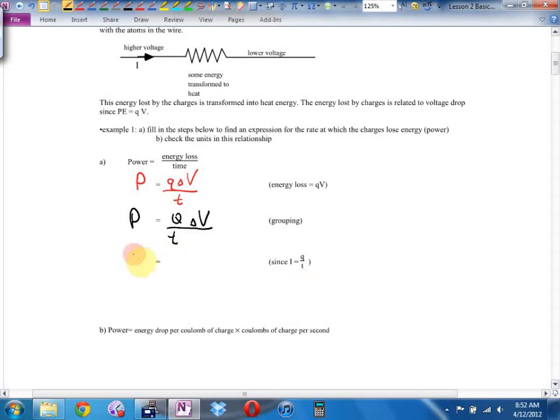Turns out, power is, although we're going to write it as, I think it's VI on your formula sheet. But you can remember it IV, intravenous, whatever you want to think. Power equals VI. Okay? Power is the energy drop per coulomb of charge times the number of charges that are going past. That's the electric definition of power.